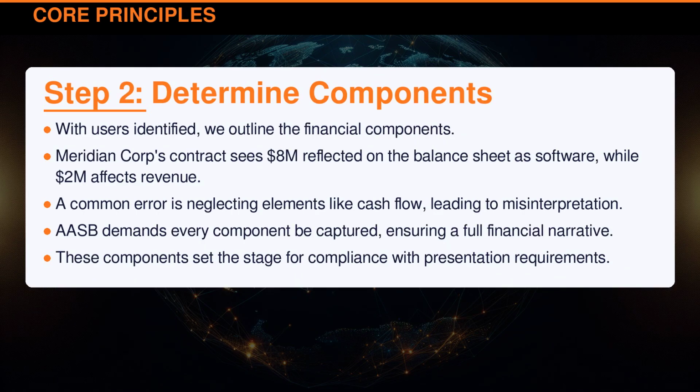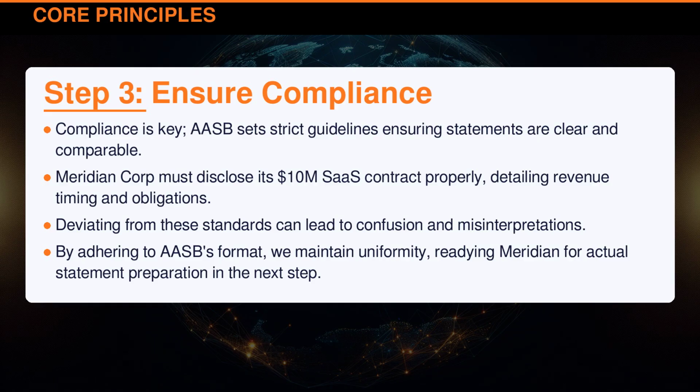With users identified, we outline the financial components. Meridian Corporation's contract sees $8 million reflected on the balance sheet as software, while $2 million affects revenue. A common error is neglecting elements like cash flow, leading to misinterpretation. AASB demands every component be captured, ensuring a full financial narrative. These components set the stage for compliance with presentation requirements. Compliance is key. AASB sets strict guidelines ensuring statements are clear and comparable.